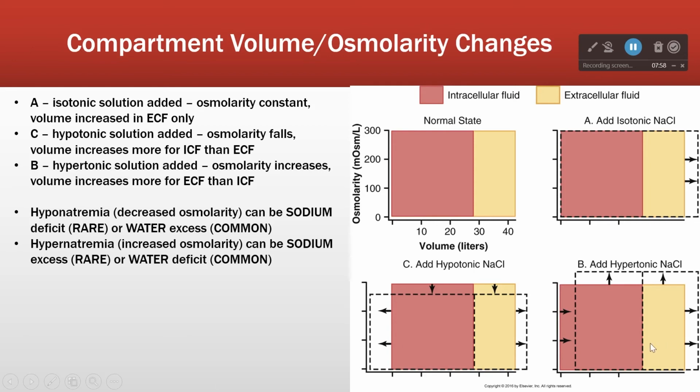In example B, we see the opposite issue. If we give hypertonic solution, this is our 3% normal saline, or a mannitol solution, you may have seen that hanging by the bedside if you've done work at the bedside. Those are both hypertonic. And here we're going to have a decrease in intracellular fluid volume. Cells are going to shrink, right? And where will that water go? It will expand the extracellular fluid space.